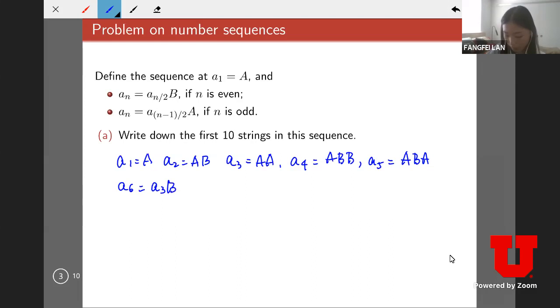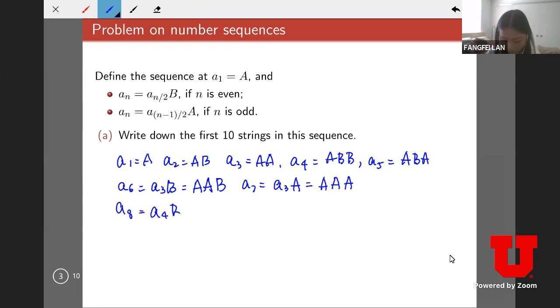We have A3AB for A6, which gives us AB. Is that right? Yep. Okay. And then we have A7, and that is also A7 minus 1 over 2, so A3A. So that is A. And then we have A8, which is A4B, and that is ABBB.